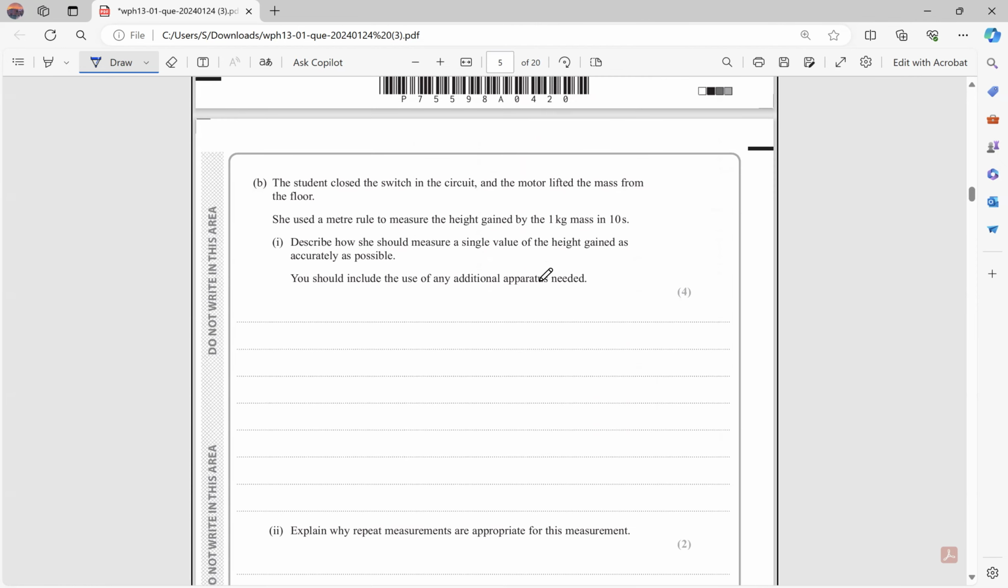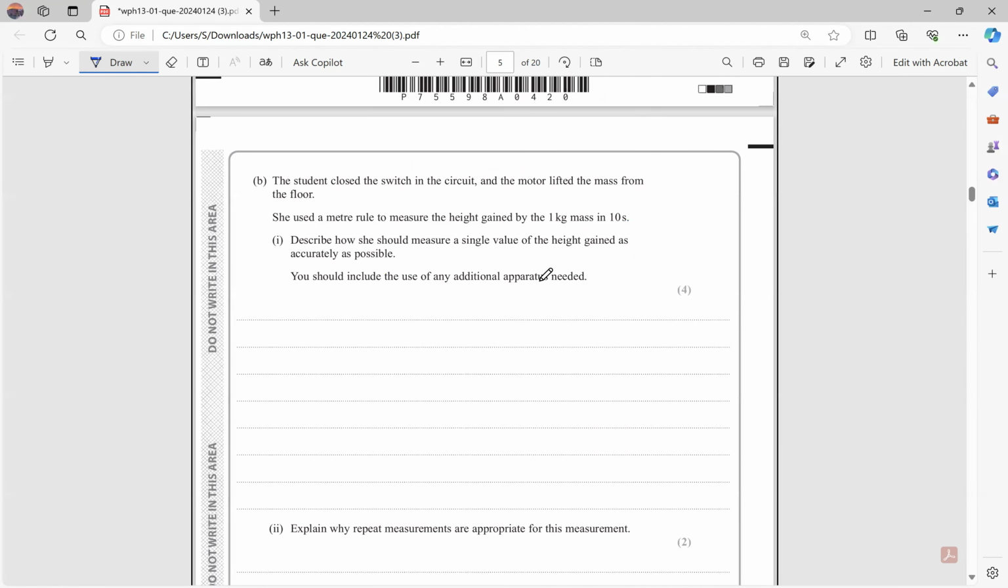Part B. The student closed the switch in the circuit and the motor lifted the mass from the floor. She used a meter rule to measure the height gained by the 1 kg mass in 10 seconds.